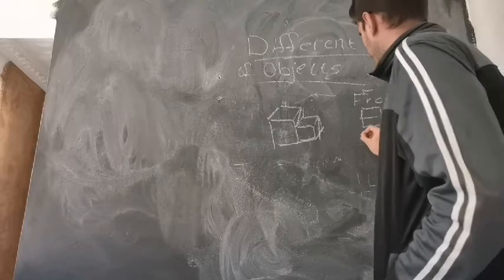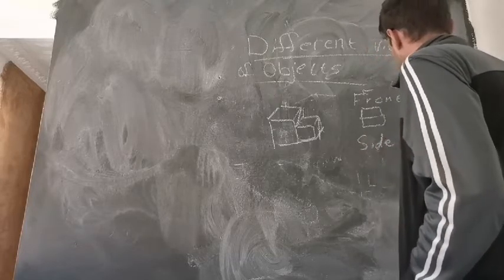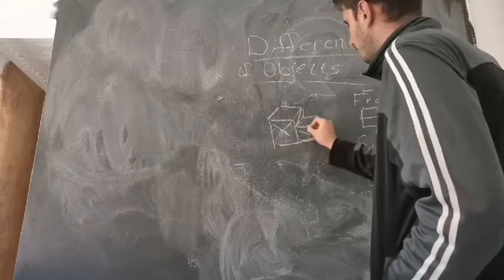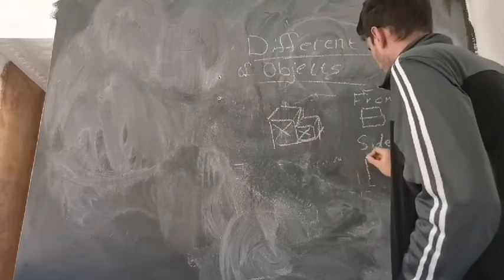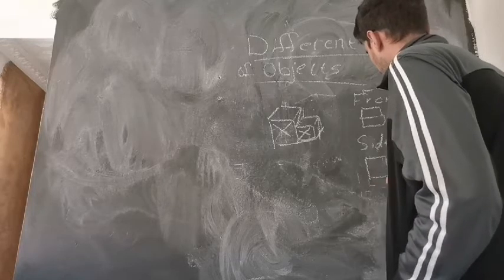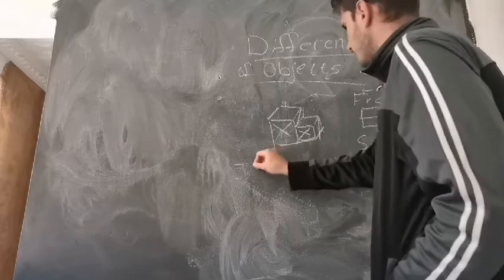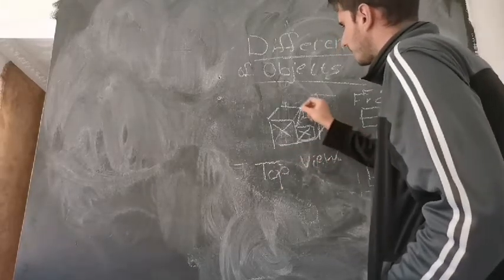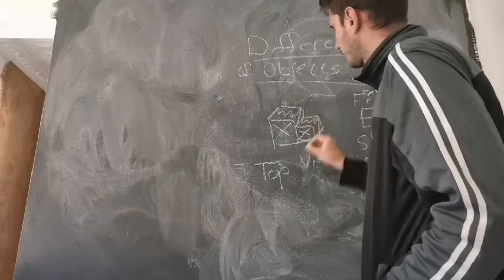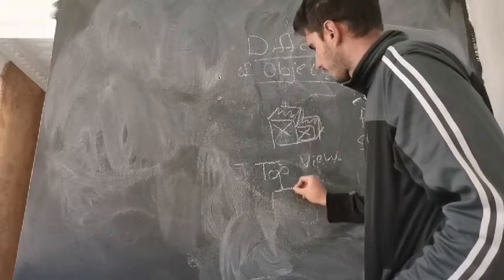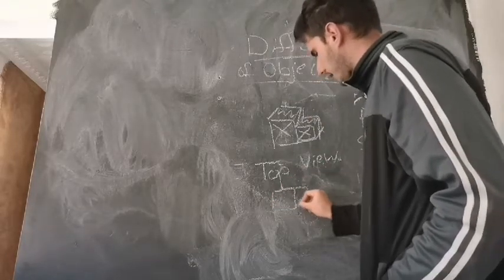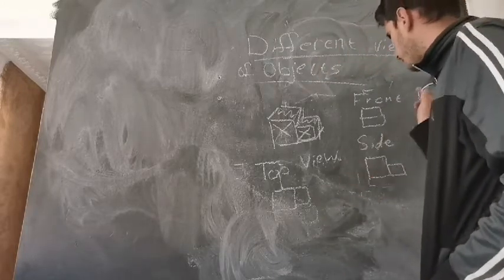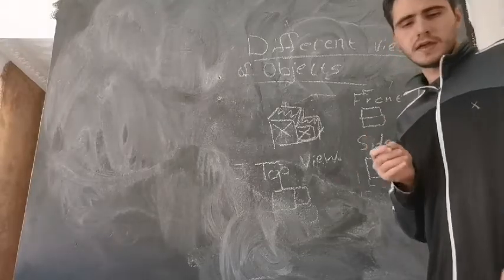Our side view will look as follows, meaning you'll only see this, and our top view, we only see the following. Okay, so that is how we see the different views of an object. So we've got our front view, side view, and top view.